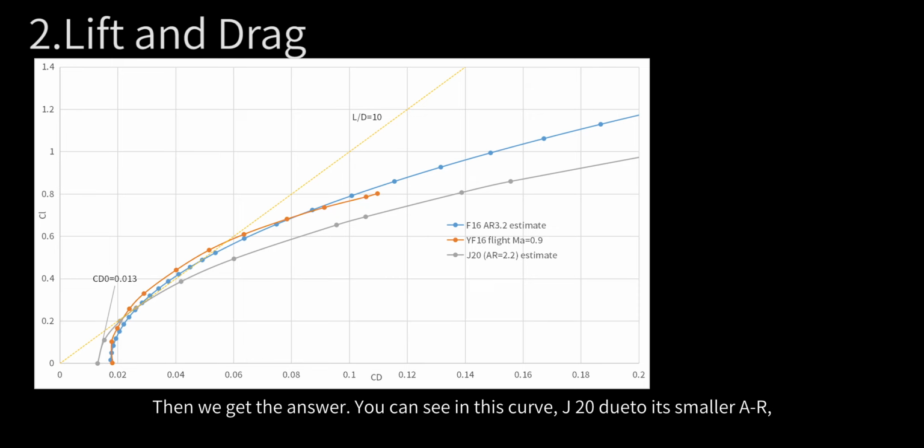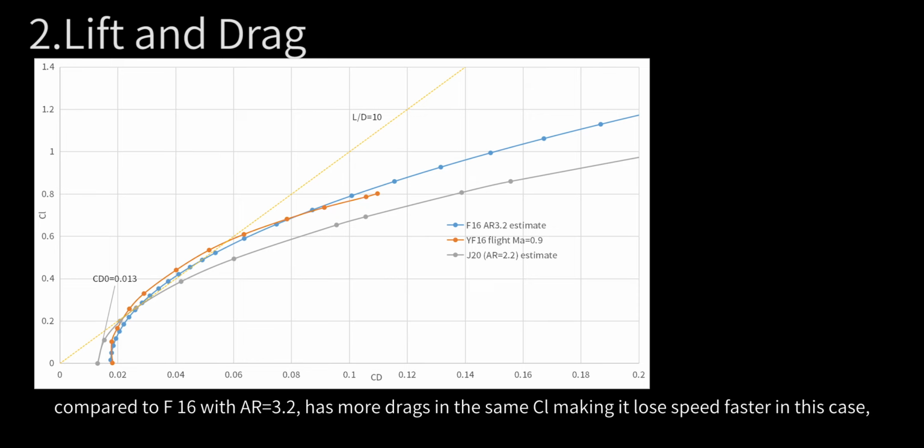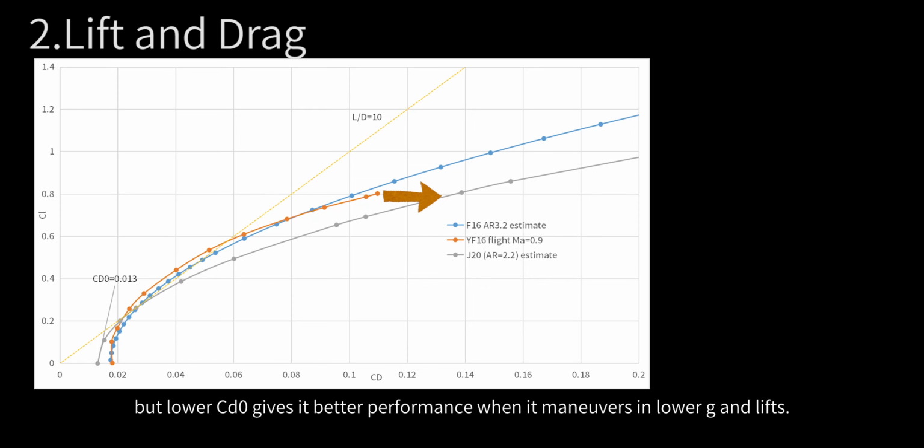Then we get the answer. You can see in this curve, J20, due to its smaller AR compared to F-16's AR equals 3.2, has more drag at the same CL, making it lose speed faster in this case, but lower CD0 gives it better performance when it maneuvers at lower G and lift.